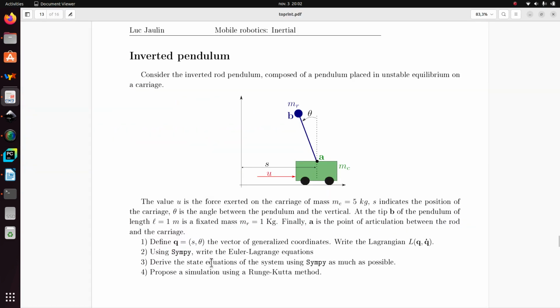Question number 3, I have to derive the state equations of the system using SymPy as much as possible. So it means that I have to try to avoid doing all the symbolic computation by myself.